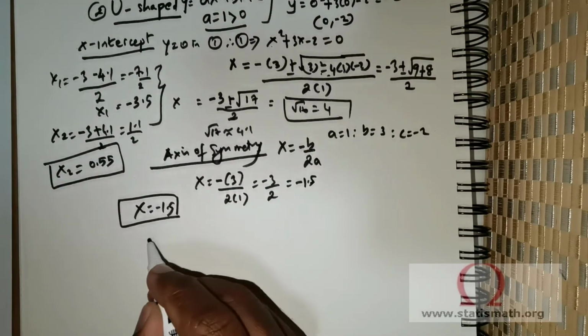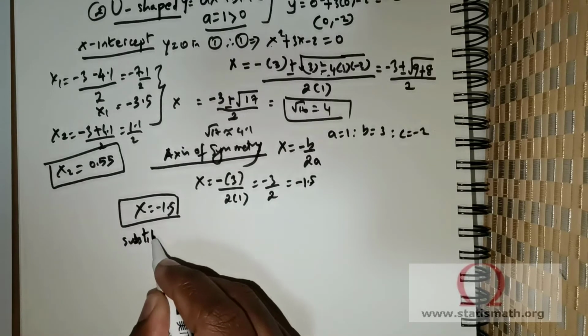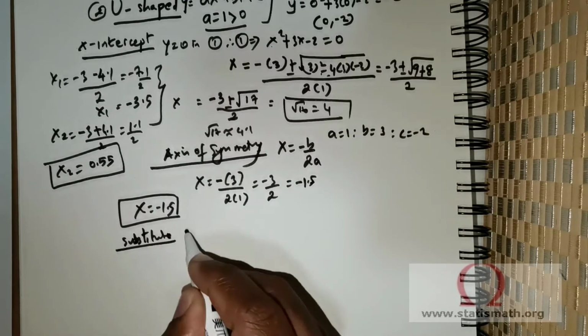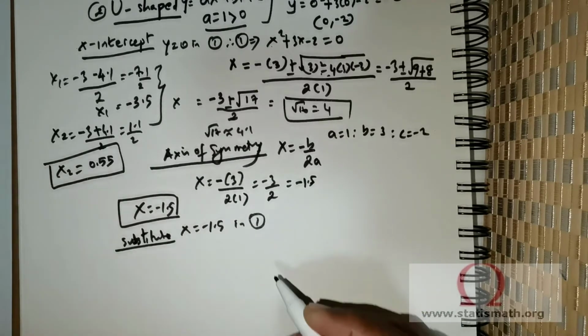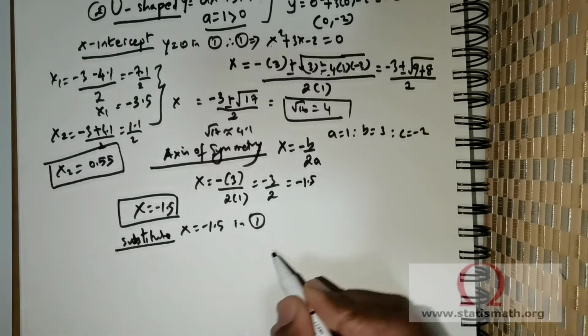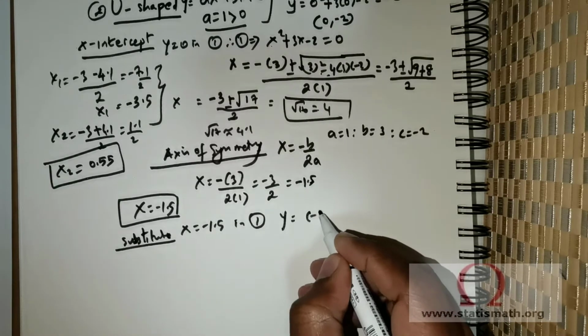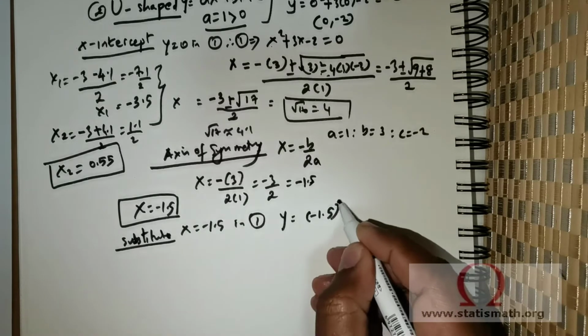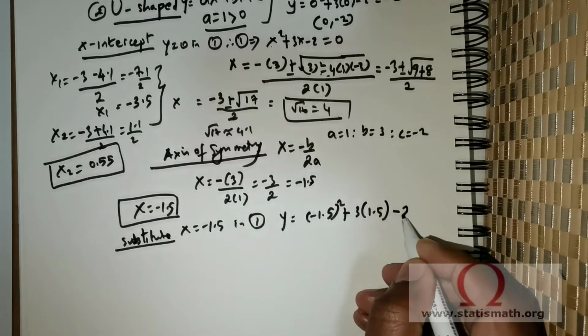Now to find the vertex, we substitute x is equal to negative 1.5 in 1. Okay, so that is how we would get the vertex. So that is going to be y is equal to negative 1.5 squared plus 3 times negative 1.5 minus 2.